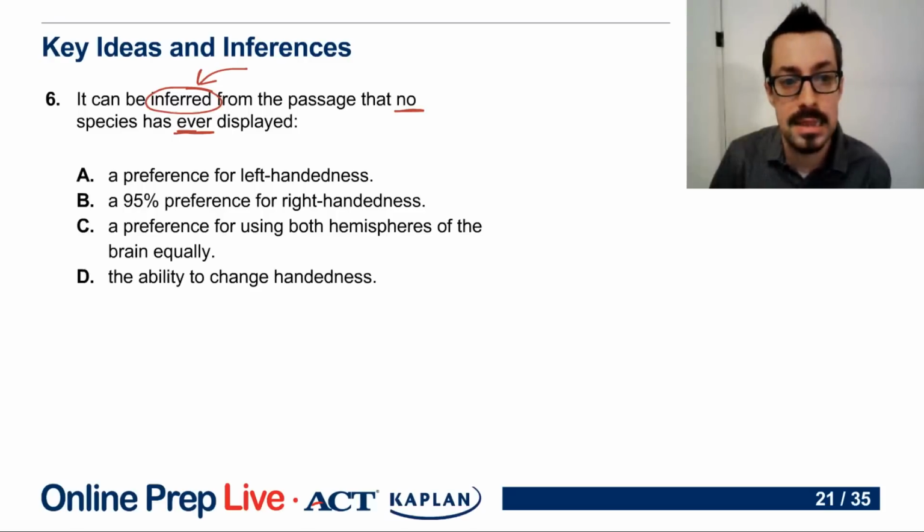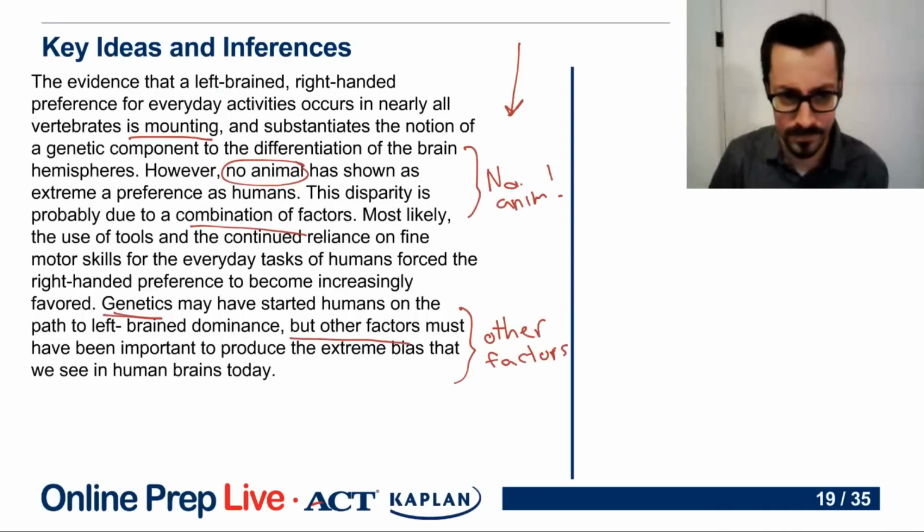So let's think about where we had some extreme language in the passage. Where do we have extreme language that we talk about no species ever doing something? And I think we even made like a little map about it, right? We said no animal has shown as extreme a preference as humans for right-handed or left-handedness. No animal has been as extreme in the preference.